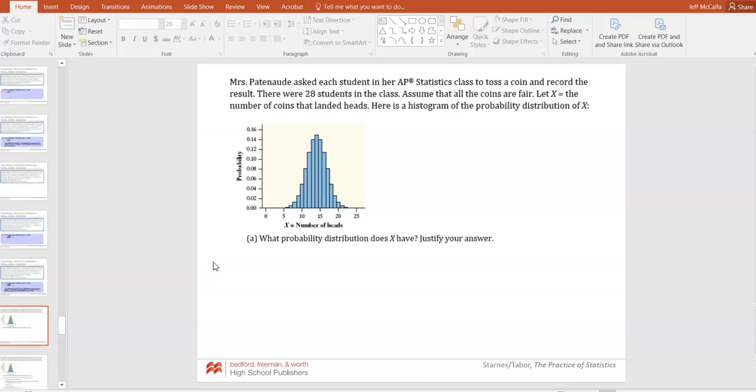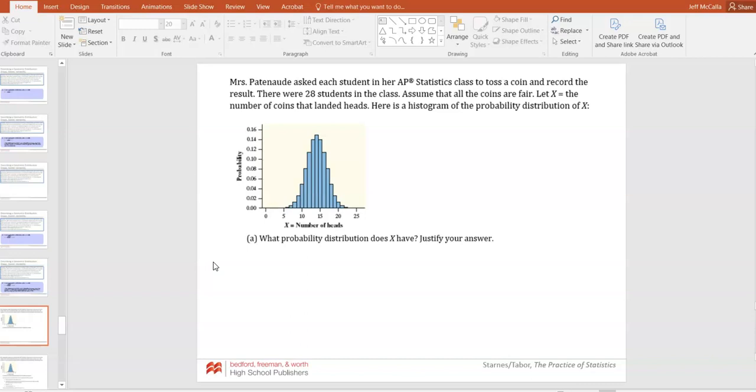Next, a teacher asked each student in her AP Stats class to toss a coin and record the result. There are 28 students in the class. Assume the coins are fair. Let x equal the number of coins that landed heads. Here's a histogram. What probability distribution does x have? Justify your answer.